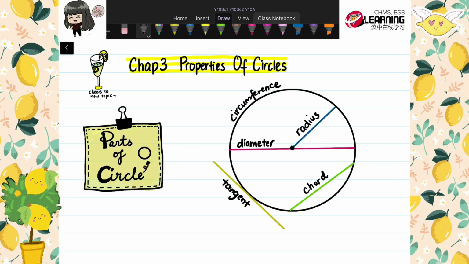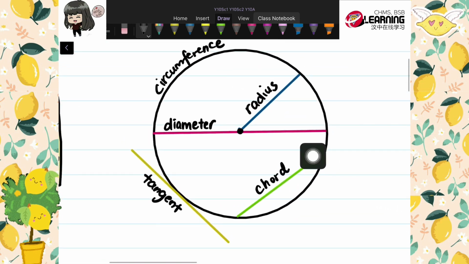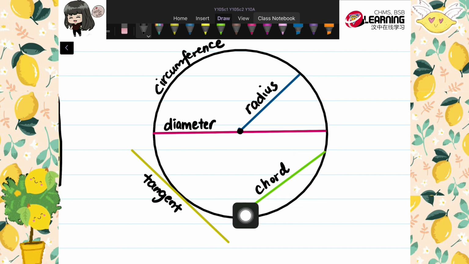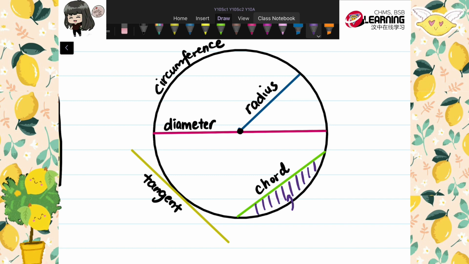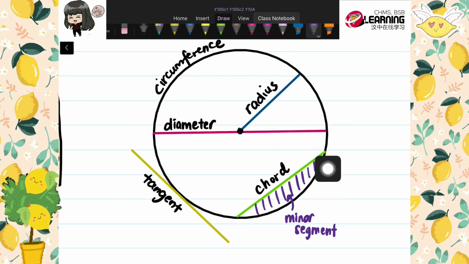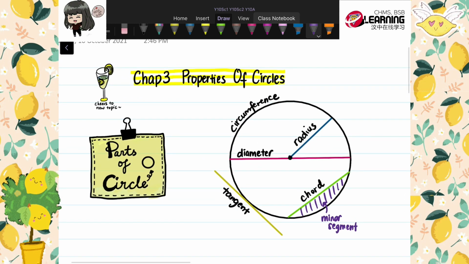And one last one. You look at the chord. If we have a chord here, this chord actually divides the circle into a small segment and a big segment. This one we call the minor segment. And the bigger segment will be the other one, like this. This one we call the major segment. So a chord cuts into a major segment and a minor segment. But a diameter cuts the circle into half, into two semicircles. So this is the parts of the circle that you need to remember, and please write it down.